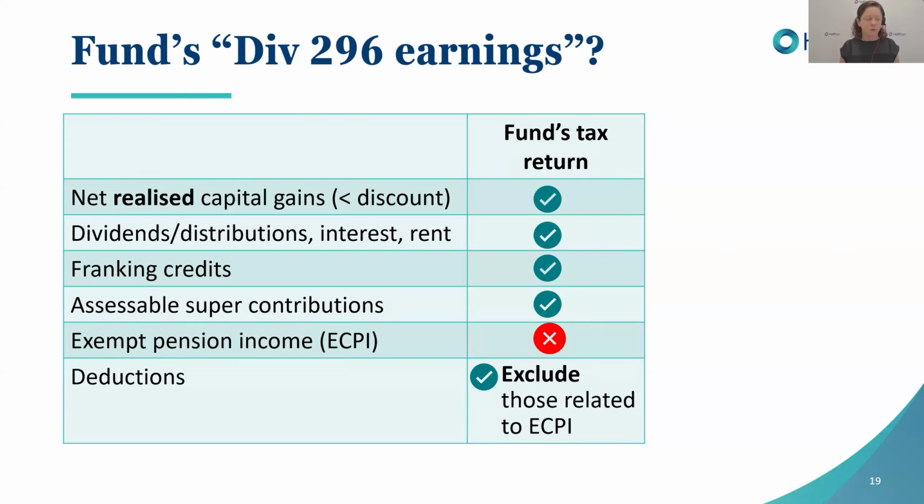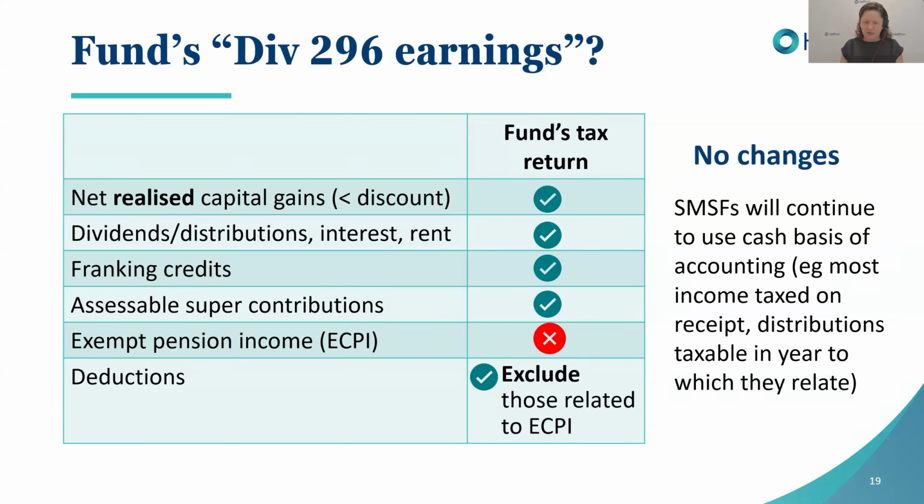But we don't include, or we get an exemption for, our pension income. If we're paying pensions, anything other than a transition to retirement income stream, we get exempt income. So from the fund's tax calculation, we get to take that off, and we get to take off our tax deductions, but of course excluding any of those that were attributable to earning our exempt income.